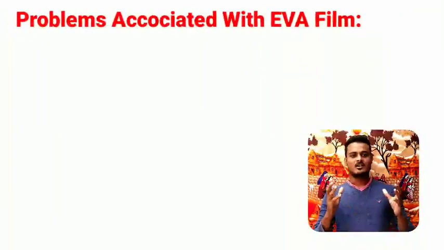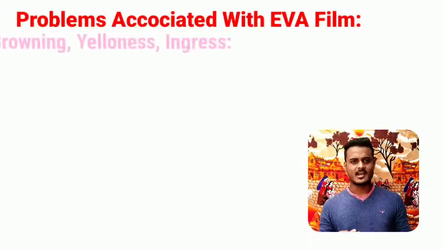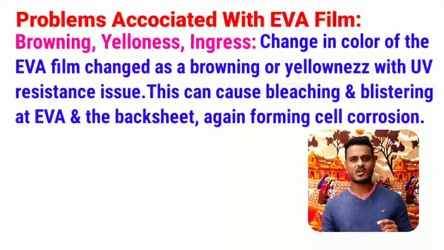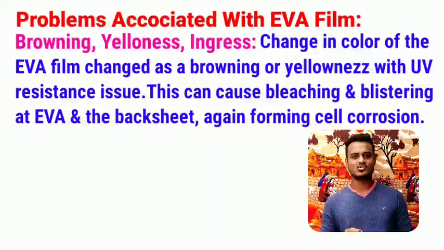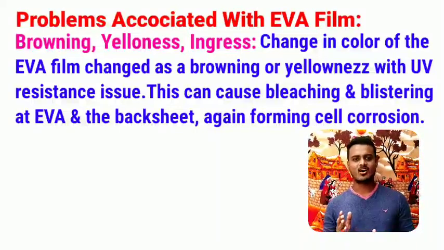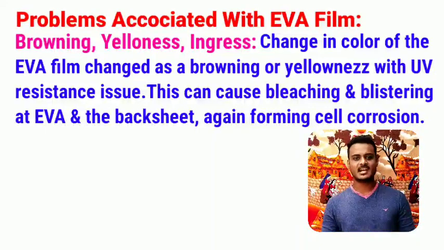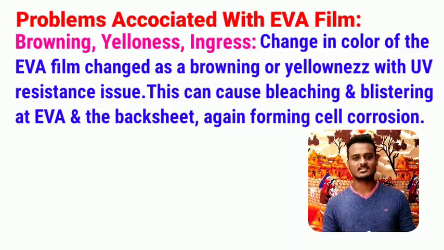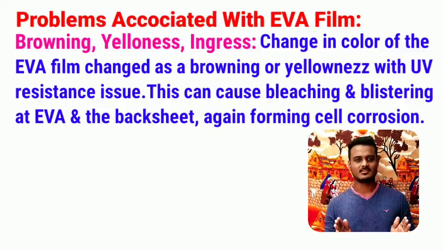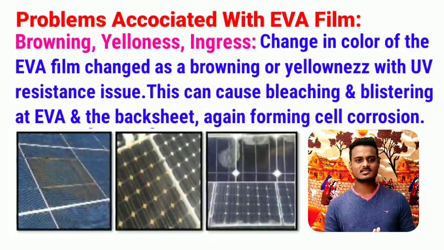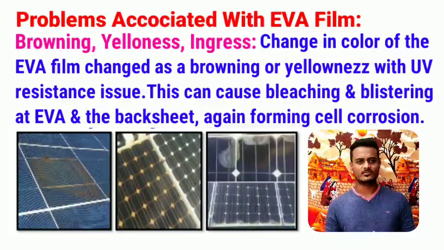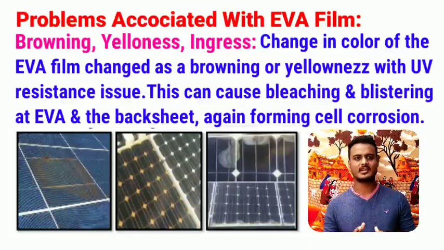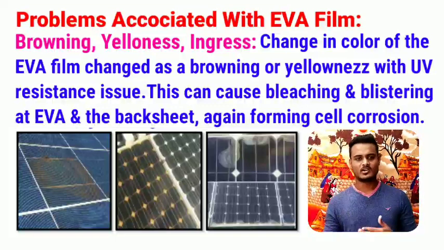The next problems are defects: browning, yellowness and ingress. Change in color of the EVA film to browning or yellowness is due to a UV resistance issue. This can cause bleaching and blistering at the EVA and the backsheet, again forming cell corrosion. You can observe these defects in the images below: browning, yellowness, ingress. We need good properties, good quality and good specification of EVA raw material. Then we get more durability in the solar module.